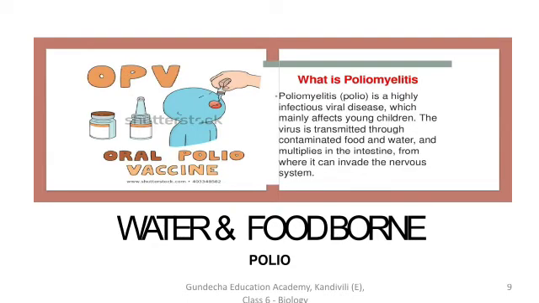Polio. Polio is a water and food-borne disease. What is poliomyelitis? Polio is a highly infectious viral disease which mainly affects young children. The virus is transmitted through contaminated food and water and multiplies in the intestine, from where it can invade the nervous system. The symptom is paralysis of limbs and the preventive measure is vaccination.